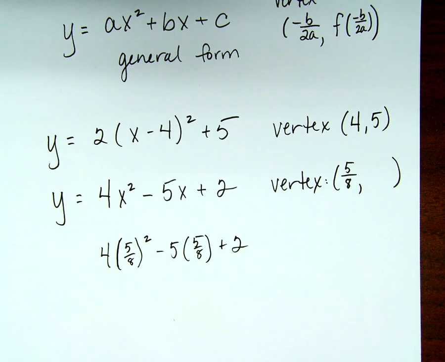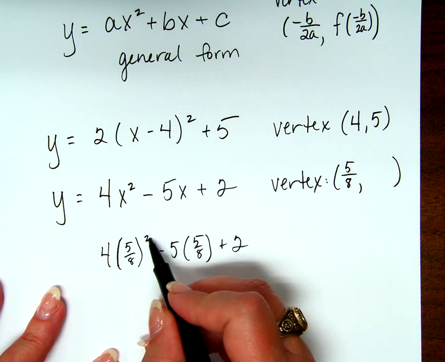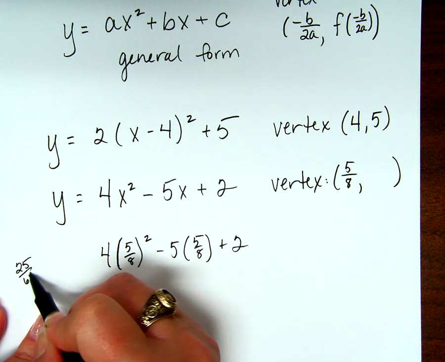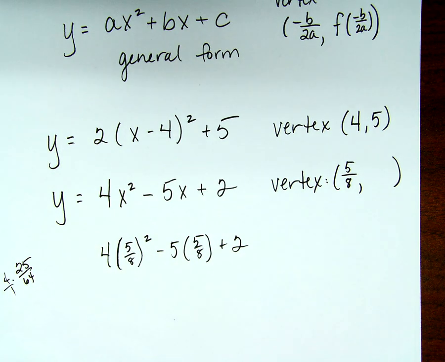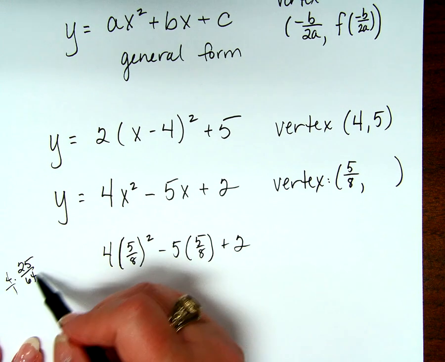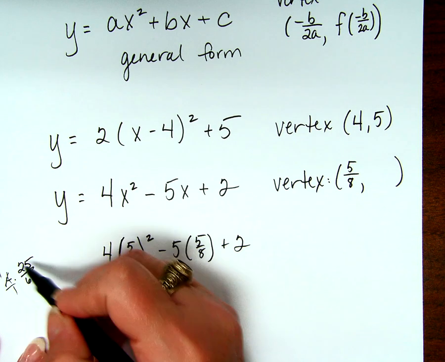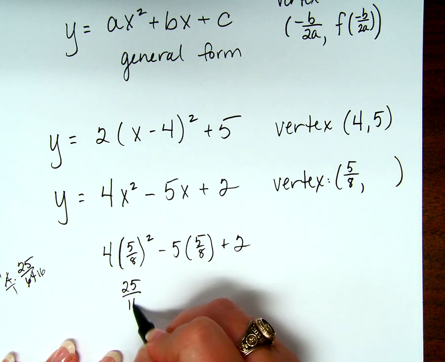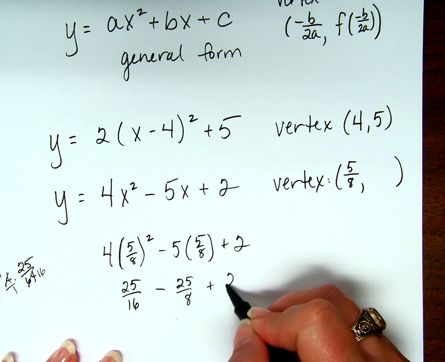Well, we're not children. We can figure this out, right? Well, some of you are children. Okay. So I have 5 over 8 squared. Well, that's just 25 over 64, right? Times 4. I could just multiply straight across, or I could simplify first, right? So this is a 1 and this is a 16. So I have 25 over 16 minus 25 over 8 plus 2.